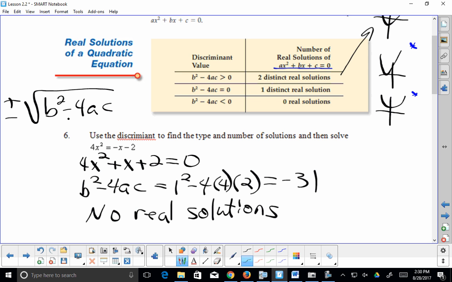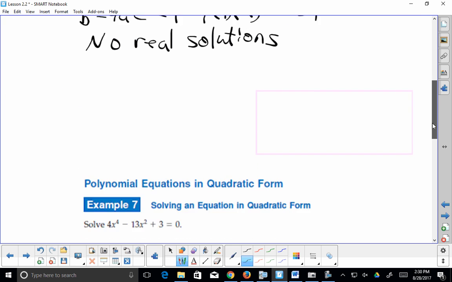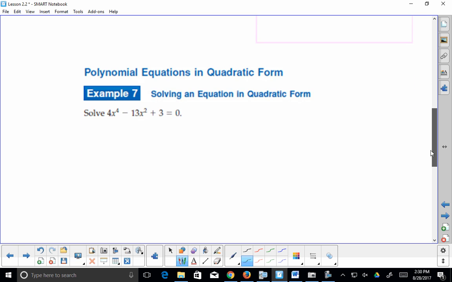Now you could say that there are 2 complex solutions, right? Or 2 non-real complex solutions, but you can just say no real solutions in this case. But if we were actually solving this, then we would end up with, we'd have i in our answer, so we would have 2 complex. Okay. All right.